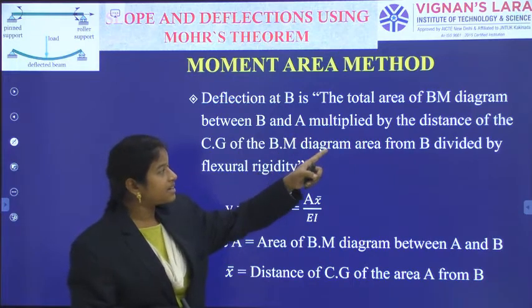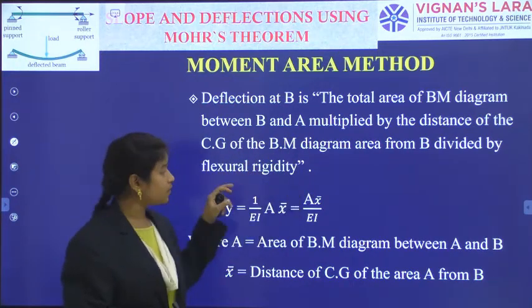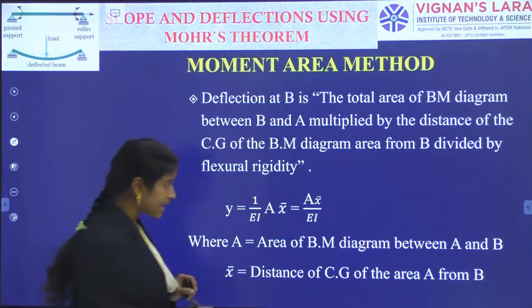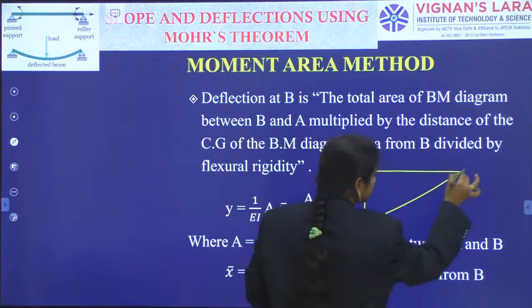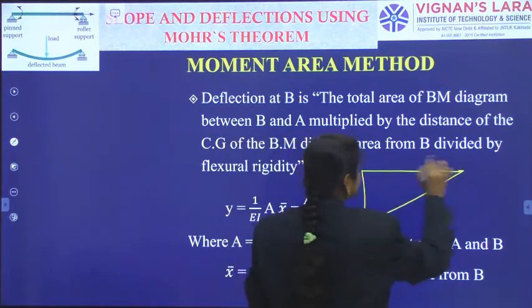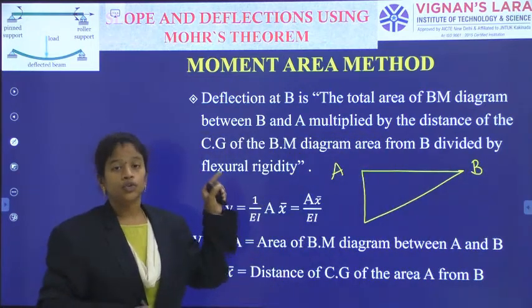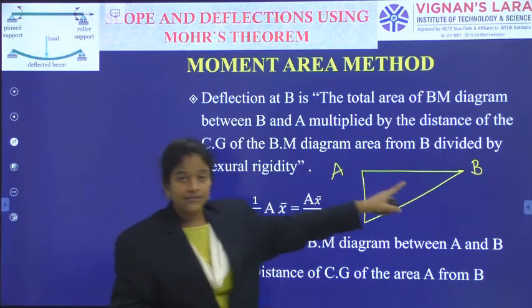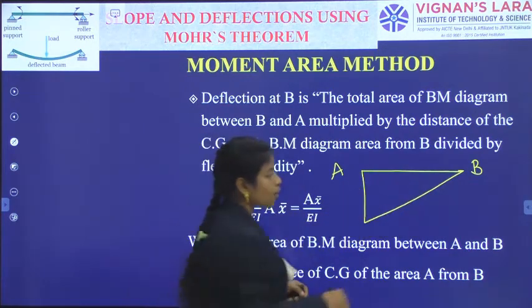A multiplied by the distance of the center of gravity of the bending moment diagram from B divided by the flexural rigidity. Again, the same thing. Again, we should use the same bending moment diagram area. Okay, we have the bending moment diagram area between A and B for the original beam. And when you want to calculate the deflection at the point B, okay, deflection at the point B.